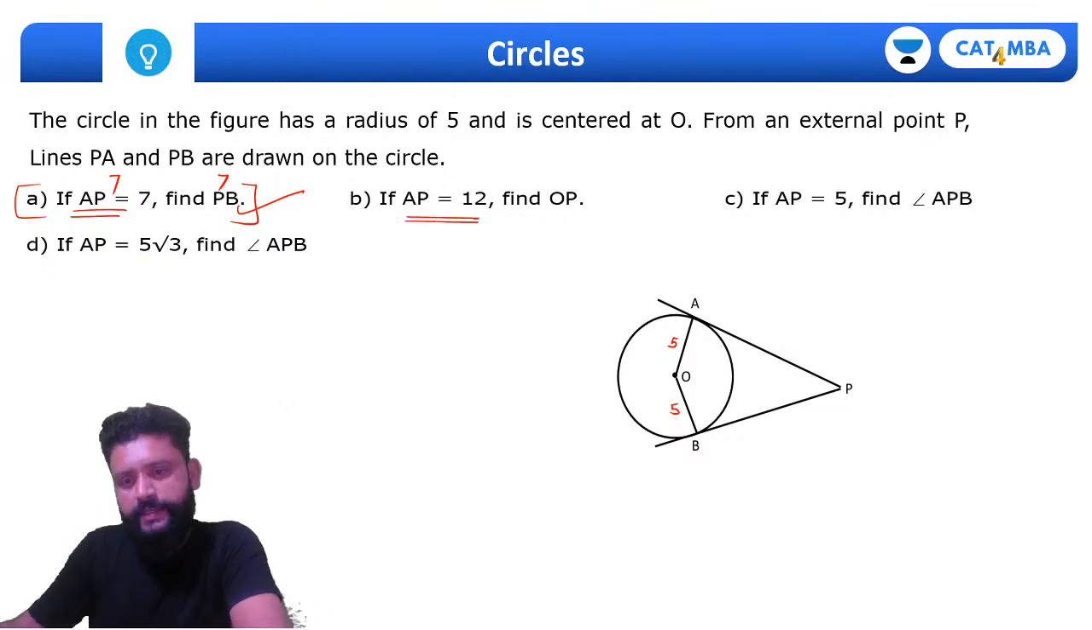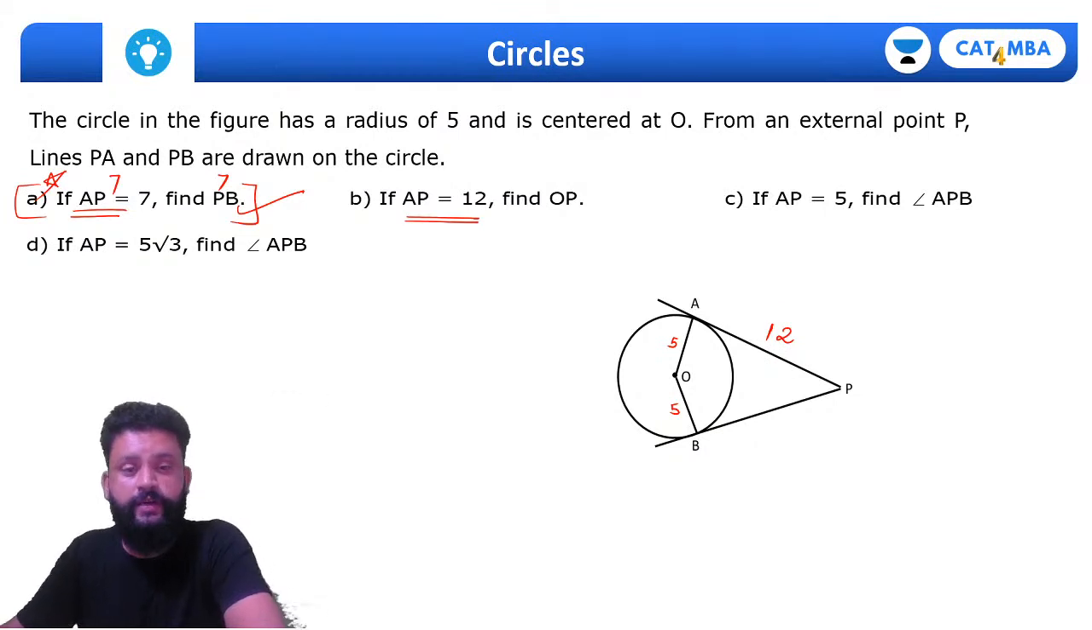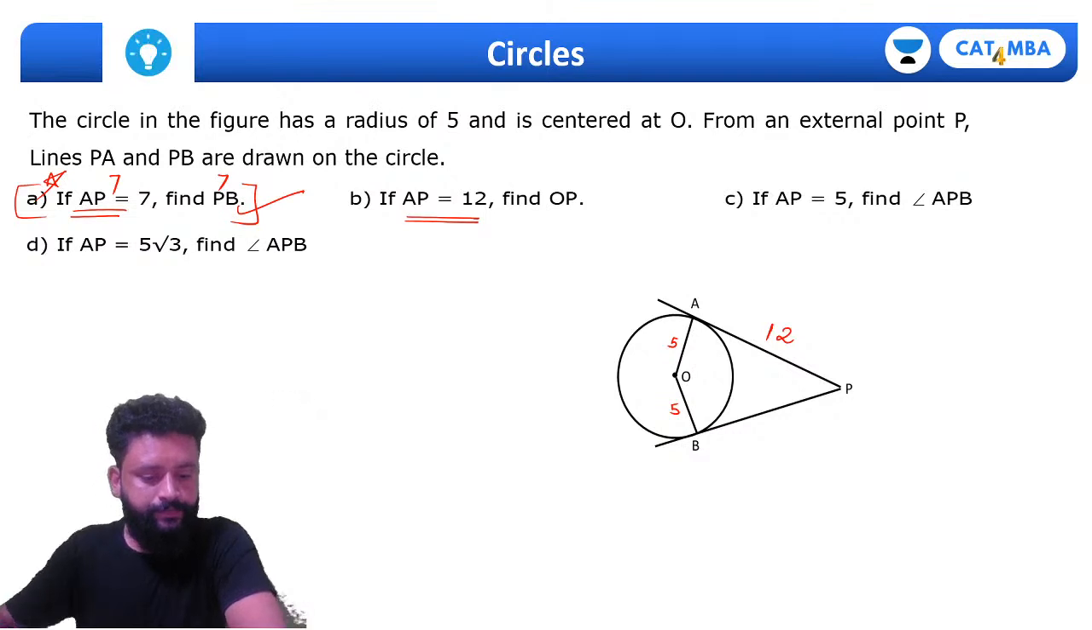Okay, so if AP is 12, that is only for answer option A. Oh, sorry, question number A. Okay, so there are 4 sub questions here.